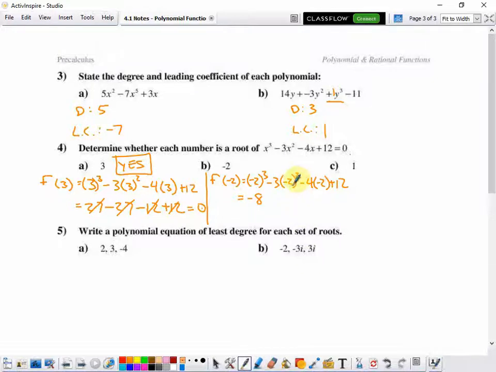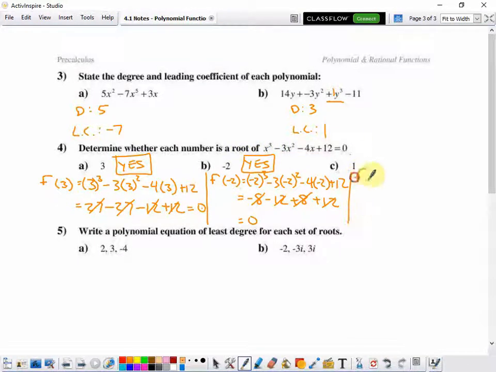Negative 2 squared is 4 times negative 3 is negative 12. Negative 4 times negative 2 is 8. And then we have plus 12. Negative 8 and positive 8 cancel. Negative 12 and positive 12 cancel. When x is negative 2, y is 0. So negative 2, 0 is an x-intercept. So yes, negative 2 is also a root of that equation.